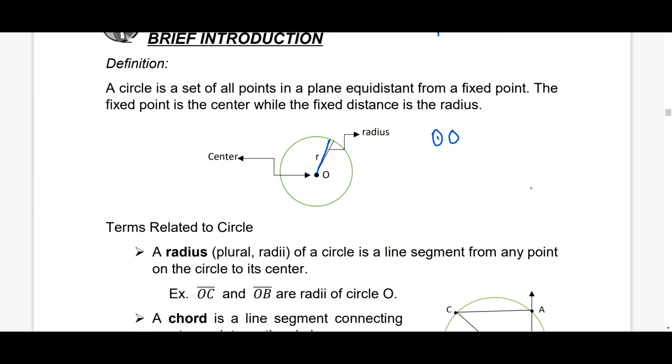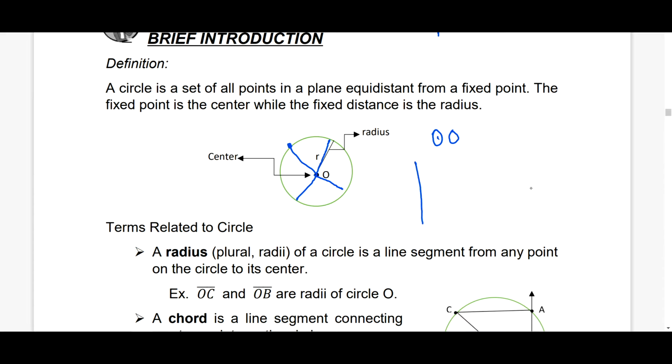These are parts of the circle. Now, there are many radius in a circle. It depends on the figure. So take note that the radius is a fixed distance from the center to a point on the circle. So when you say point on the circle, eto yan, yung nandun sa line ng pinaka-circle.